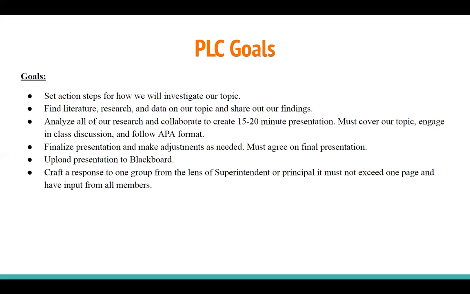We will upload the presentation to Blackboard and then craft a response to one of the groups from the lens of a superintendent or principal that must not exceed one page and have input from all members of the PLC.